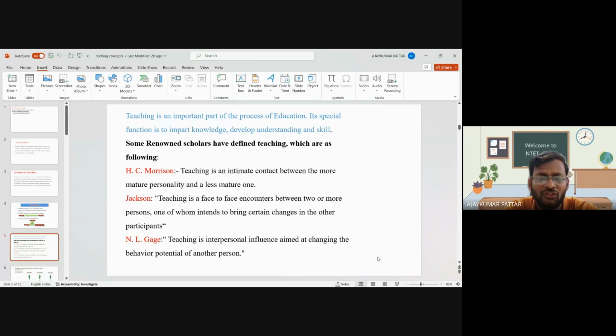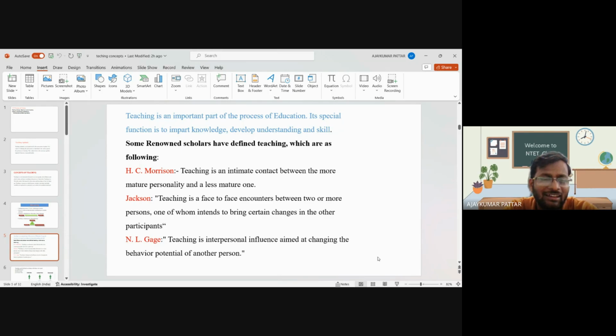For example, if you meet two or more people, one person will tell some information, and he makes the changes, to join his group, or he makes certain changes. That is the face-to-face encounter between two or more persons. One person brings the changes in the other participant. That is the definition according to Jackson.